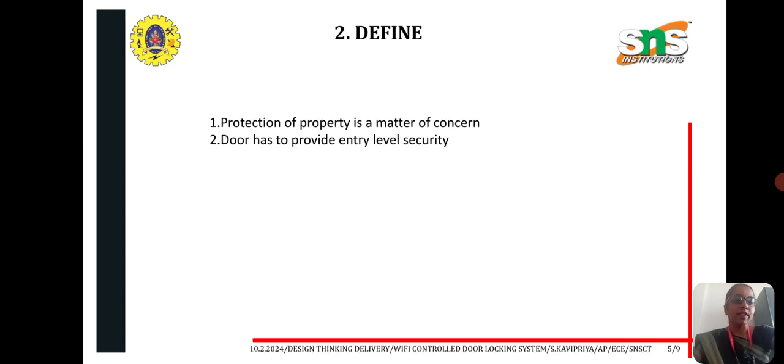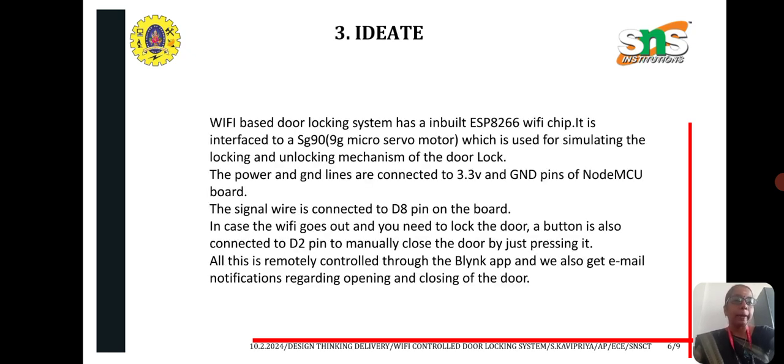Second stage is define. So we have to protect our property. This protection of a property is a matter of concern, and also we have to provide a strong entry level security so that an intruder can't access our property easily. So the door has to provide a strong entry level security. Third is ideate. So based on the problem, we can design a Wi-Fi based door locking system.